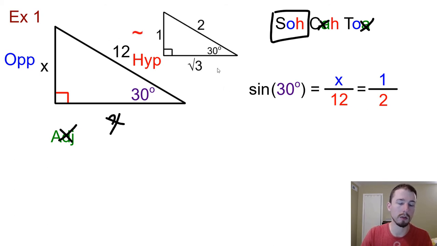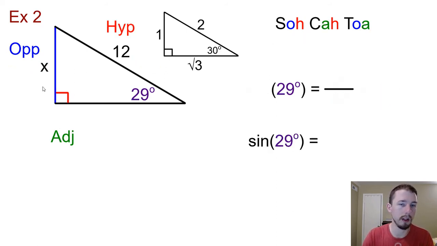We could actually solve this with the same method we did before, with the special right triangles, because it is 30, 60, 90. If I'm going from a hypotenuse of 2 to a hypotenuse of 12, I'm multiplying by a scale factor of 6. So what's the 1 going to turn into? Well, the opposite is half of the hypotenuse, so it's going to be 6. So x is going to be equal to 6.